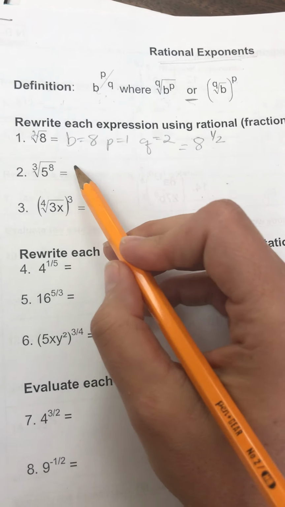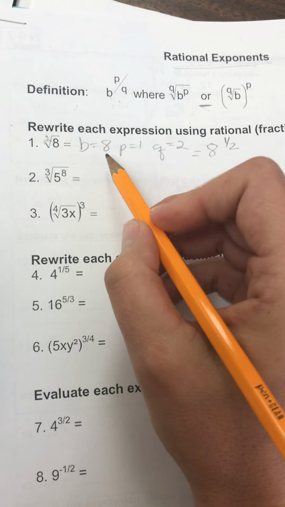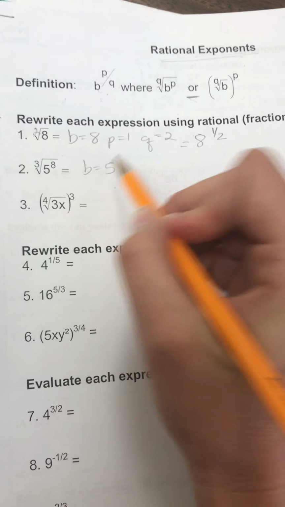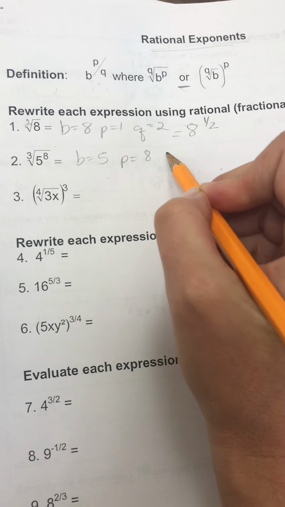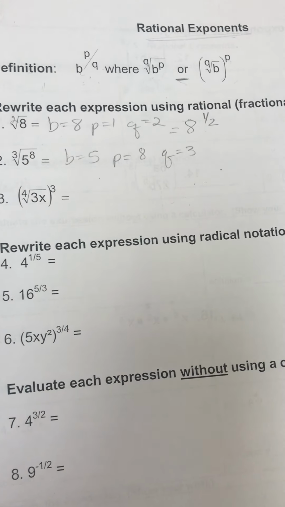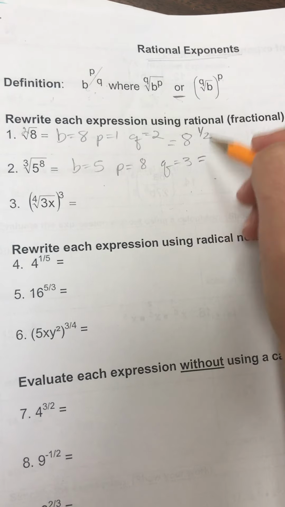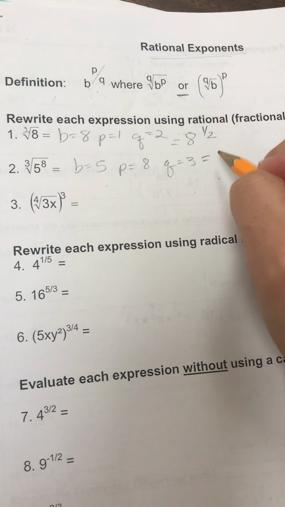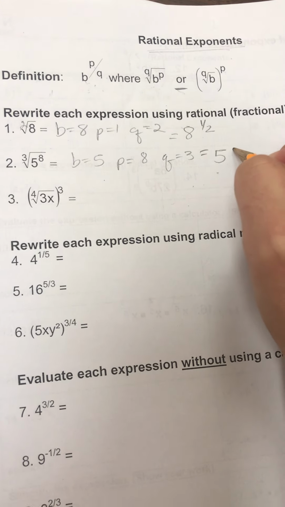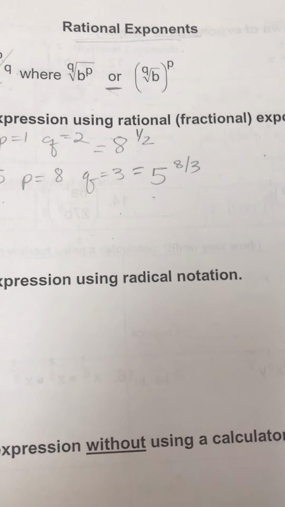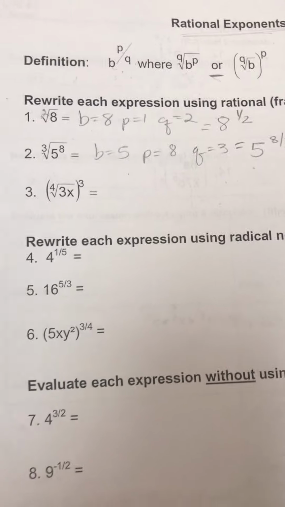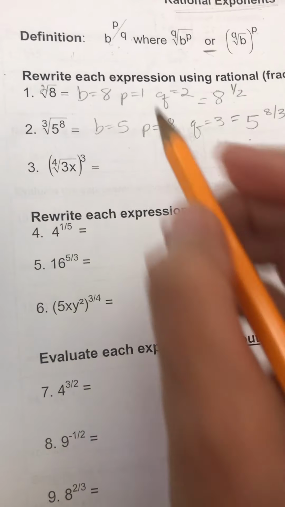All right, let's look at the second one. You're going to have your b is equal to 5, your p is equal to 8, and your q is equal to 3. So to rewrite that, using this formula up here, b to the p/q, you would get 5 to the 8/3 power. All right, let's look at the last one.